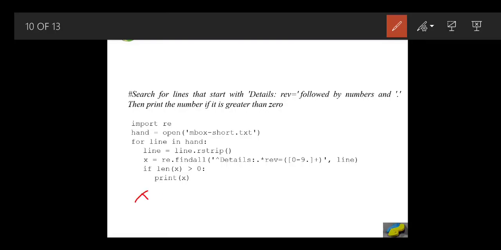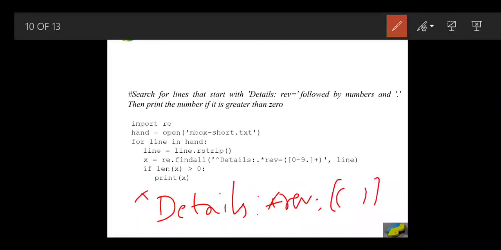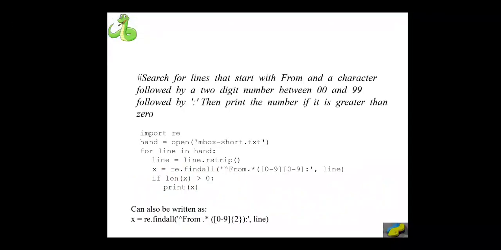Okay. Next, search for lines that start with Details. Starts with means put the caret, Details, colon. Now rev equal to, followed by numbers. So whatever the rev is, which is equal to, you give it any numbers, right? So 0 to 9 and dot, plus. And then again a colon. If it is greater than 0, then it will print. In the exam, almost everything will be there; you just have to put it in the format.